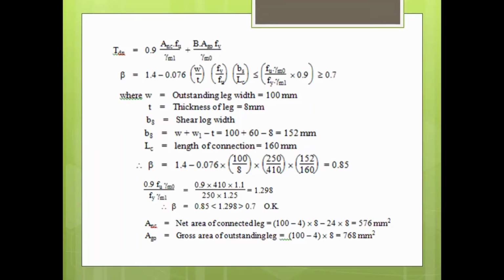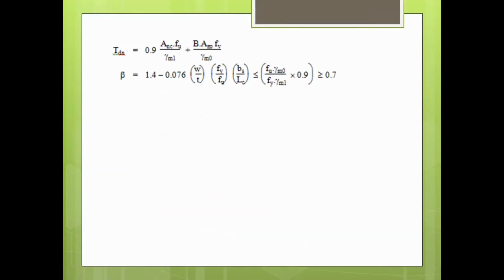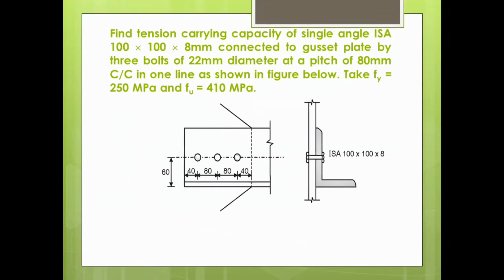How is the net area calculated? Bolt diameter is given as 22. You add 2 mm to this because the bolt diameter is more than 16 mm. So 22 plus 2 is 24 into thickness 8. So this area is deducted. So this comes to be 24 into 8. Deduct this area from this length.